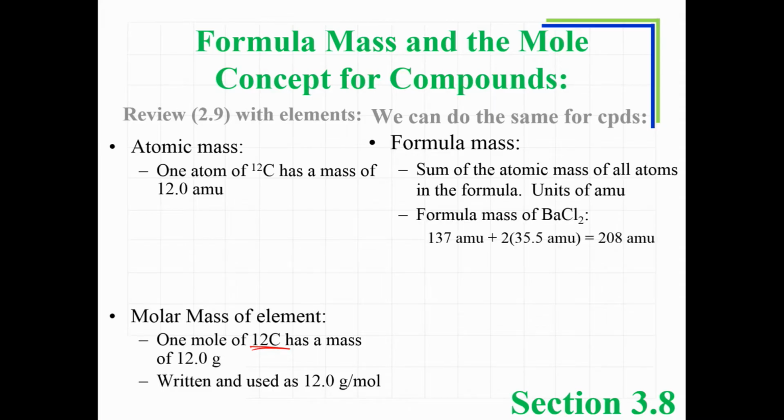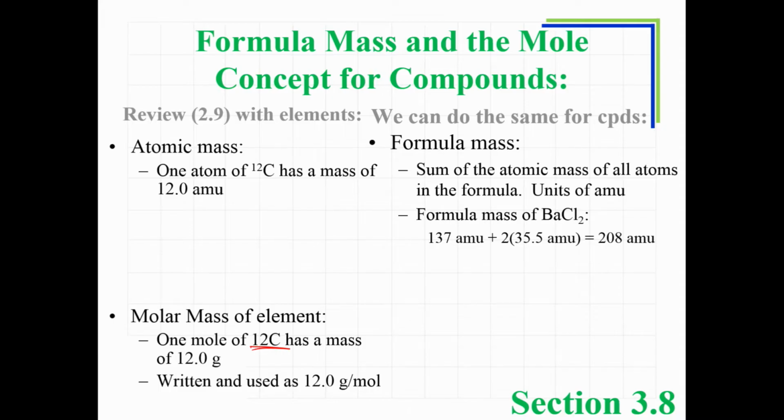But we could up that scale, and we could talk about, don't want to up the scale yet. Sorry, we want to do an example. Barium chloride has 1 barium. A barium has a mass off the periodic table of 137 AMUs. And there are 2 chlorine atoms, so it would be 2 times 35.45. It says 35.5 because I didn't carry as many significant figures. So if I add those together, I will get a formula mass of barium chloride of 208 AMUs.